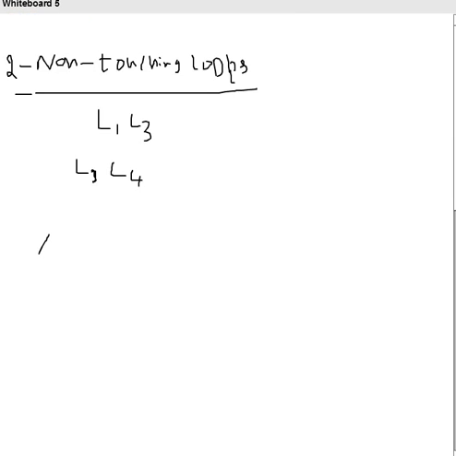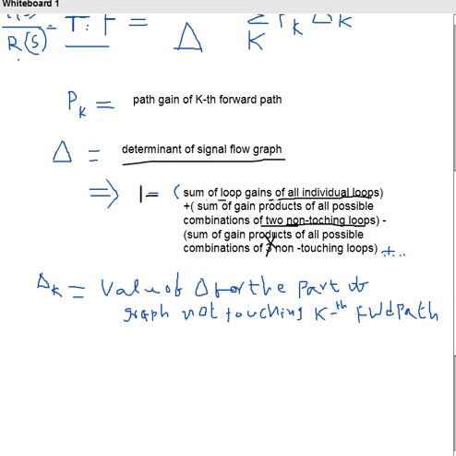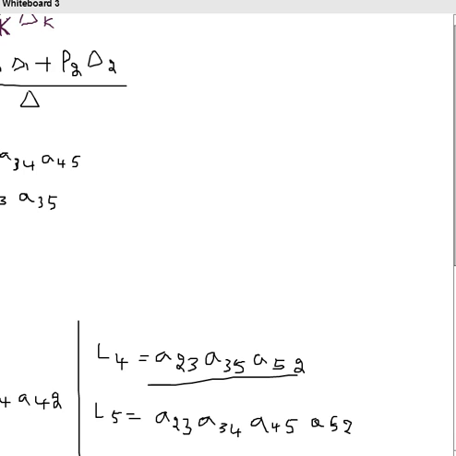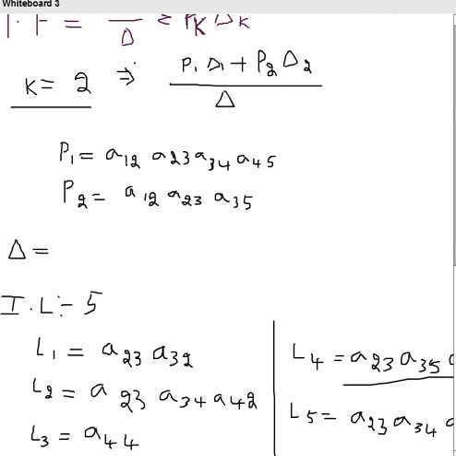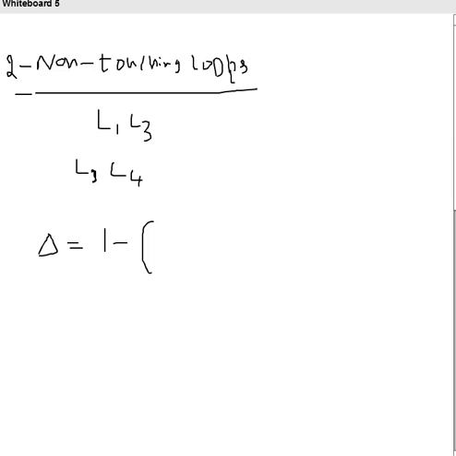Okay. So write delta. Delta is nothing but determinant of the signal flow graph. 1 minus, see the formula, 1 minus sum of loop gains of all individual loops. So here individual loops are L1, L2, L3, L4, L5. Sum, I have to write sum. So just I am writing as L1 plus L2. Actually we have to write L1, L2, L3, L4, L5. These are the sum of loop gains of all individual loops.